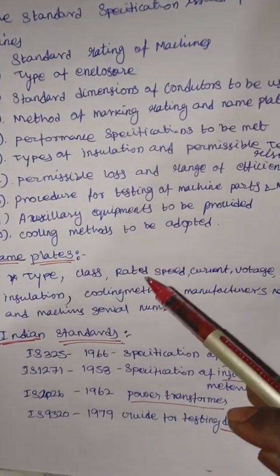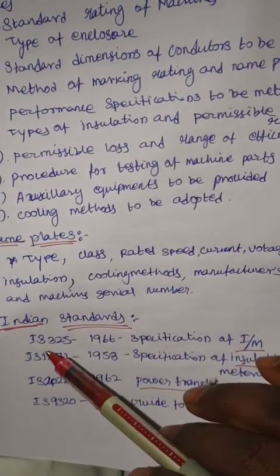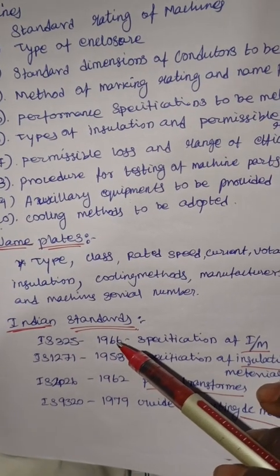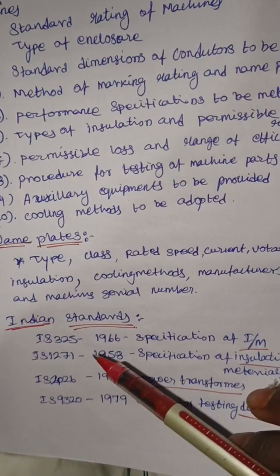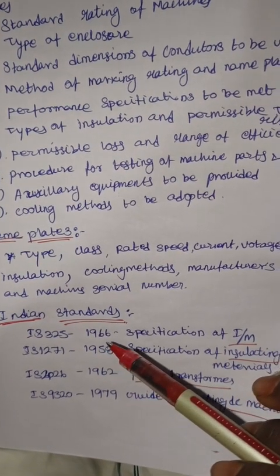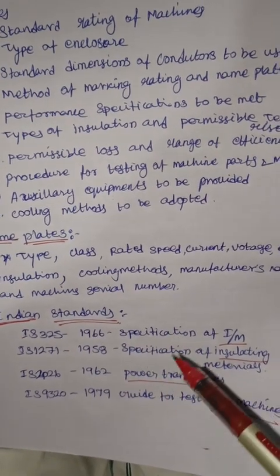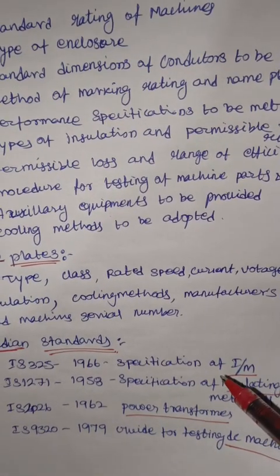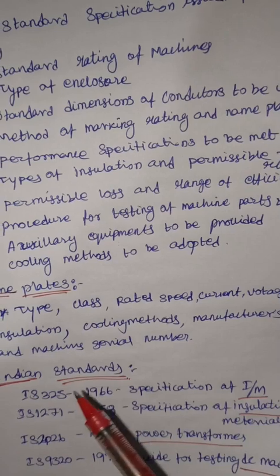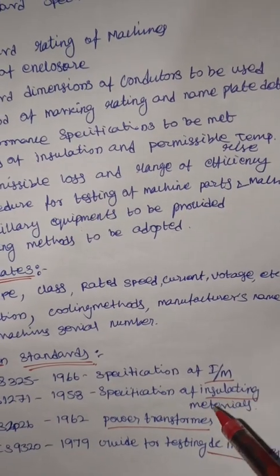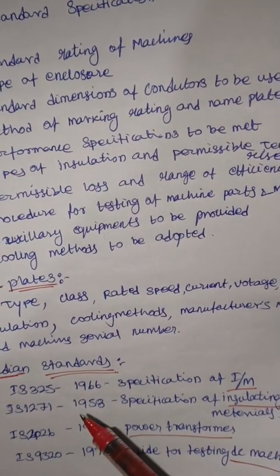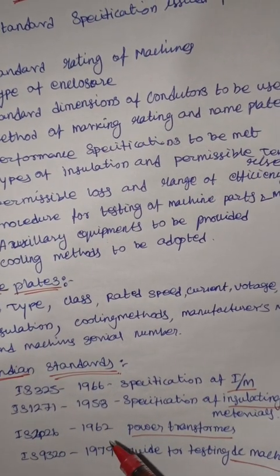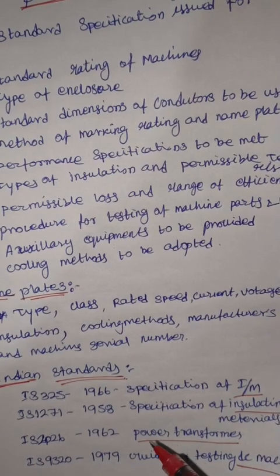Similarly, some examples I mention here: IS 325, that is Indian Standard 325, implemented in 1966, gives the specification of induction motors. Then similarly, the specification of insulating materials is another standard. Then the power transformer also has standard specifications.